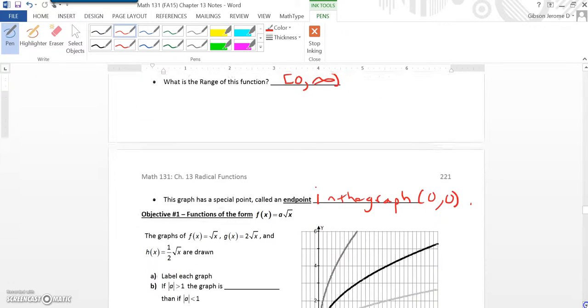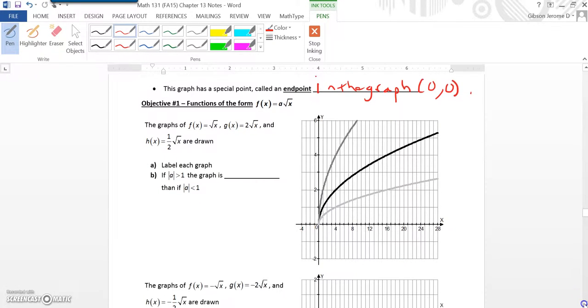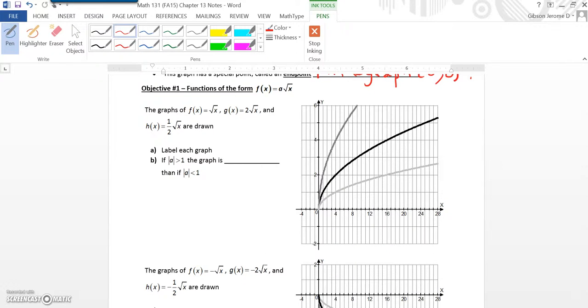Now we come here to this next problem, which is objective 1. It says functions of the form f of x is equal to a times the square root of x. It says the graph of f of x equals the square root of x, g of x is equal to 2 times the square root of x, and h of x equals 1/2 the square root of x are drawn. Now A, we want to label each graph.